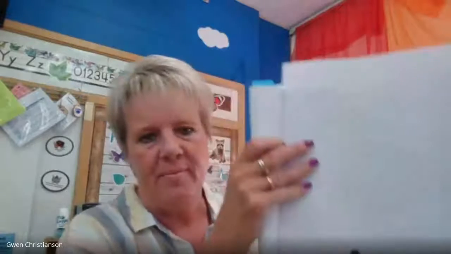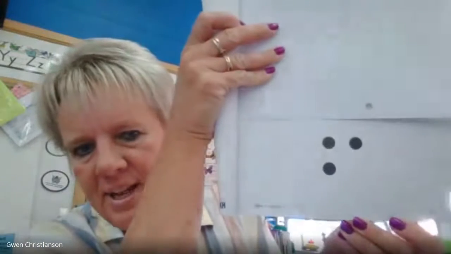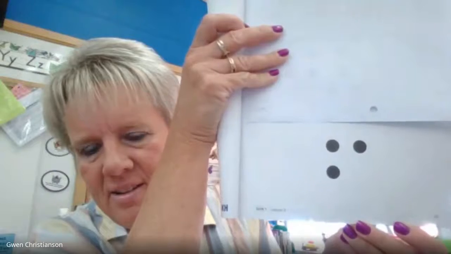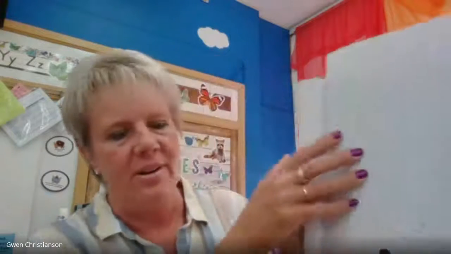All right, here's your next one. How many dots do you see? Did you say 3? Can you show me 3 using your fingers? There's 3. That was 4. 3. Now, here's the tricky part. How did you see them?